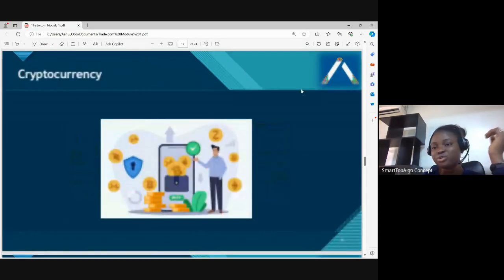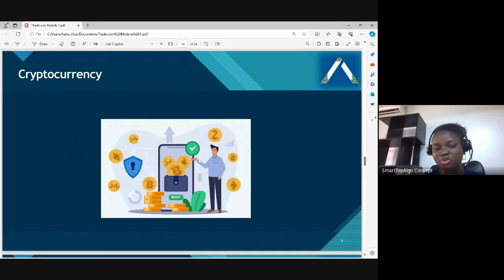Then we have cryptocurrency. We all know it. We have different coins. We have different cryptos. So you can just decide to concentrate on crypto. So the question now is, which asset class do you think you want to concentrate on? Is it currency? Is it indices? Is it cryptocurrency? Is it commodities? You need to ask yourself.